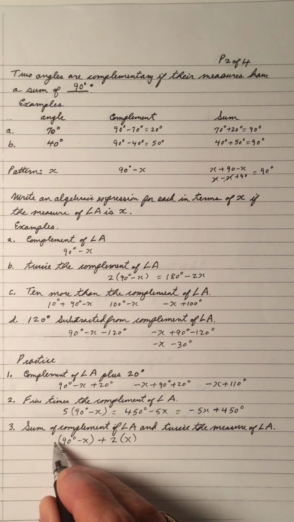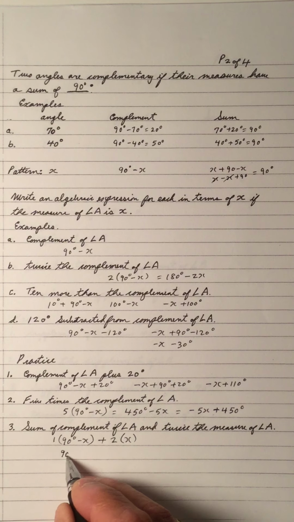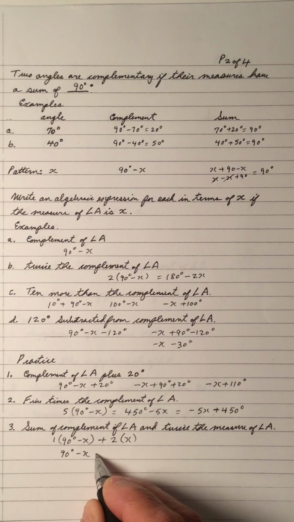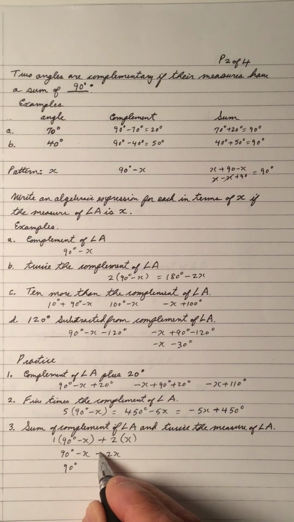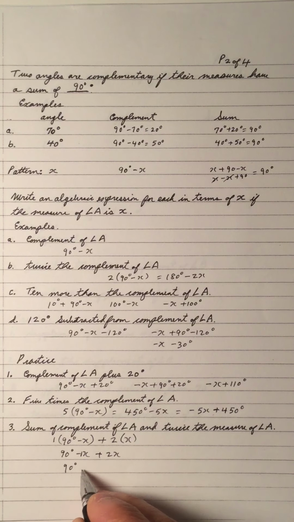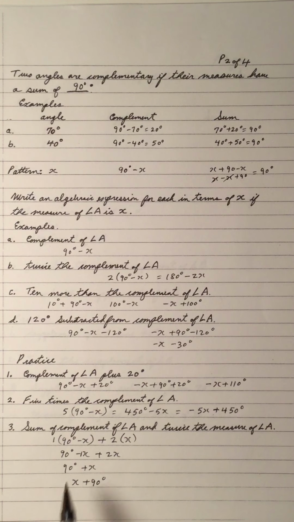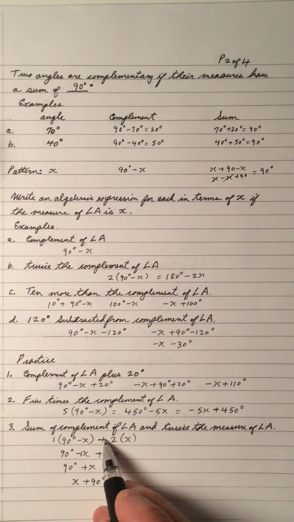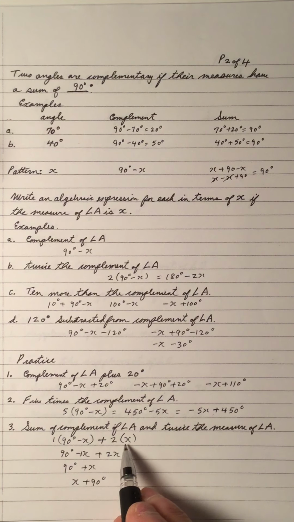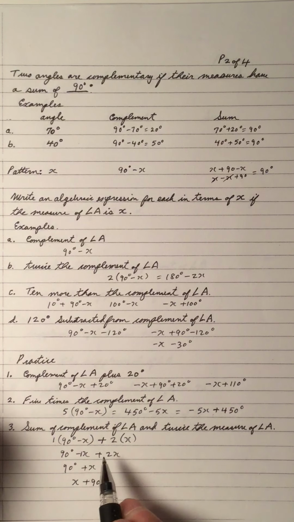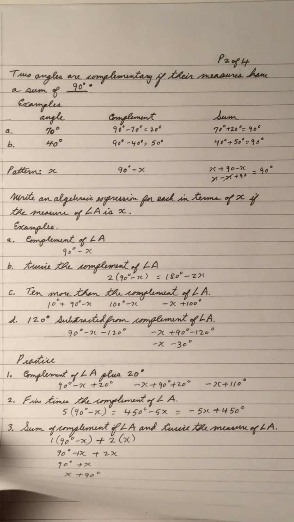So that's 90 minus x plus 2x. So that's 90, negative x, that's a negative 1, plus 2, that's plus x. So that's x plus 90 degrees, simplified. The sum means add, so that's the sum. And the complement, and that's the measure, so twice it, and it works, simplified. Let's continue.